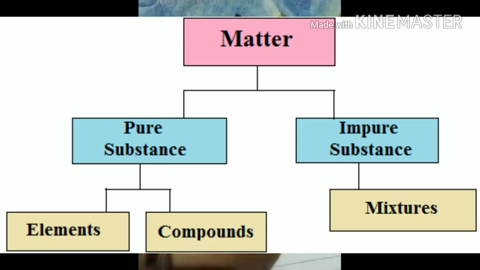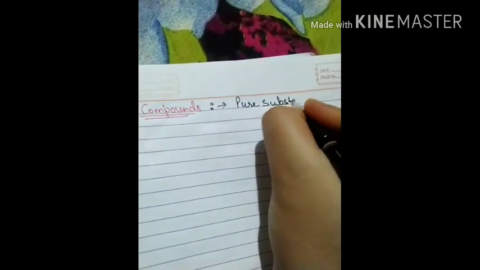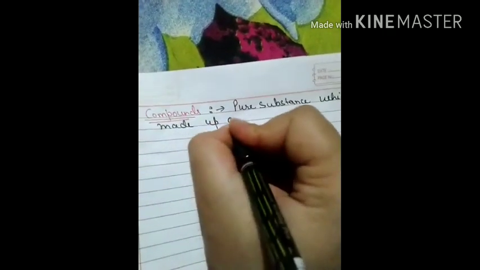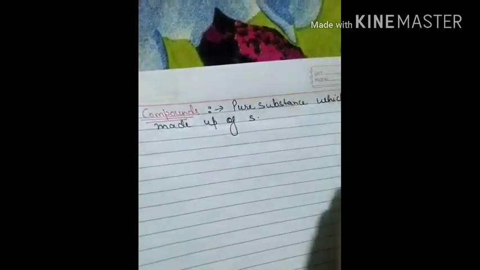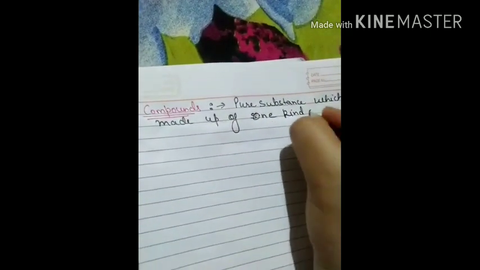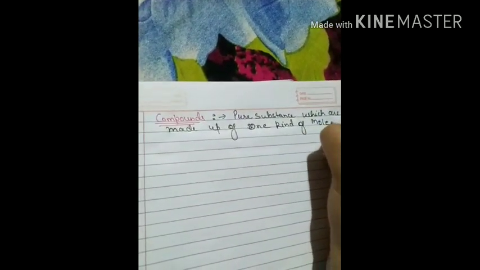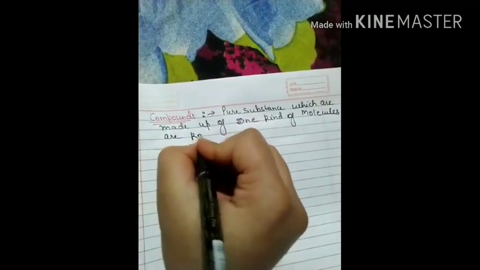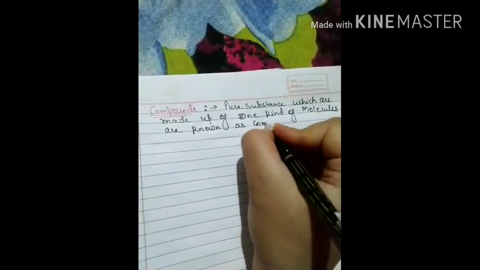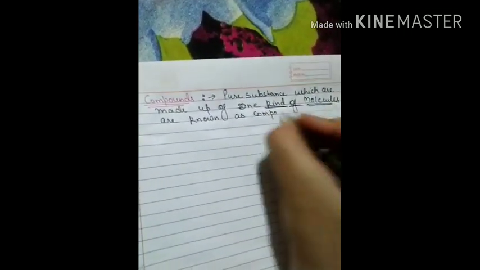Now we'll move to the next part, that is compounds. So what are compounds? Compounds are pure substances which are made up of one kind of molecules. Pure substances which are made up of one kind of molecules are known as compounds.